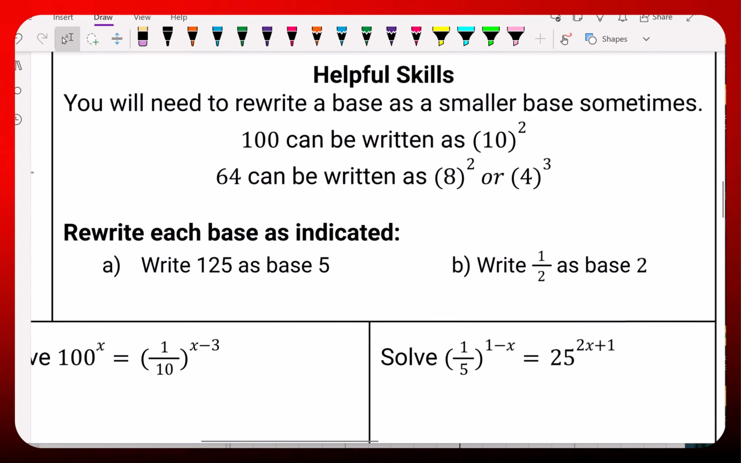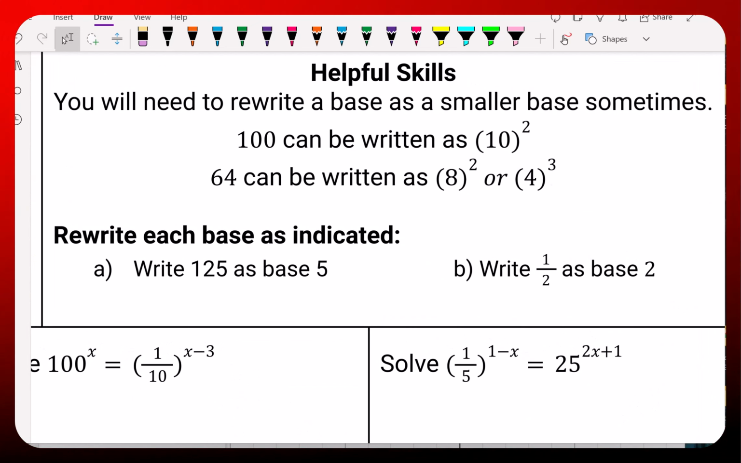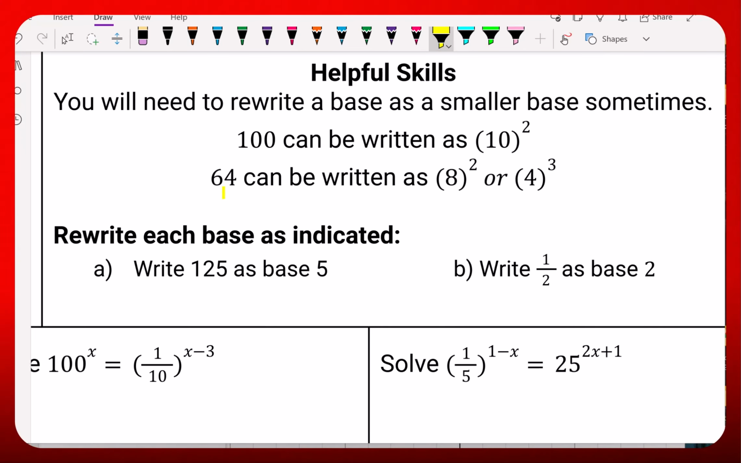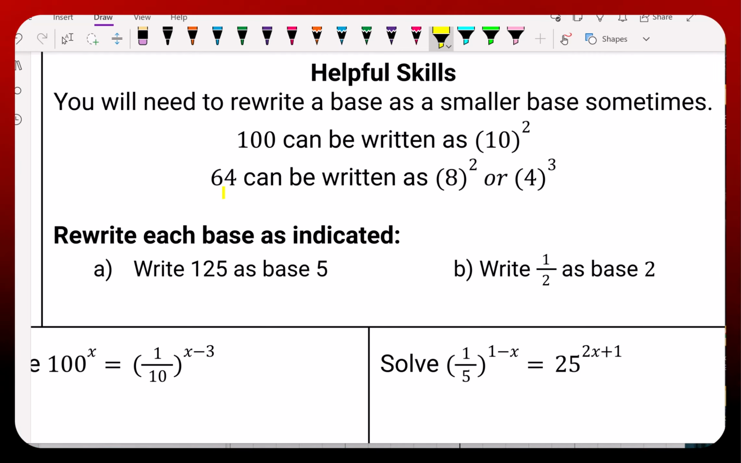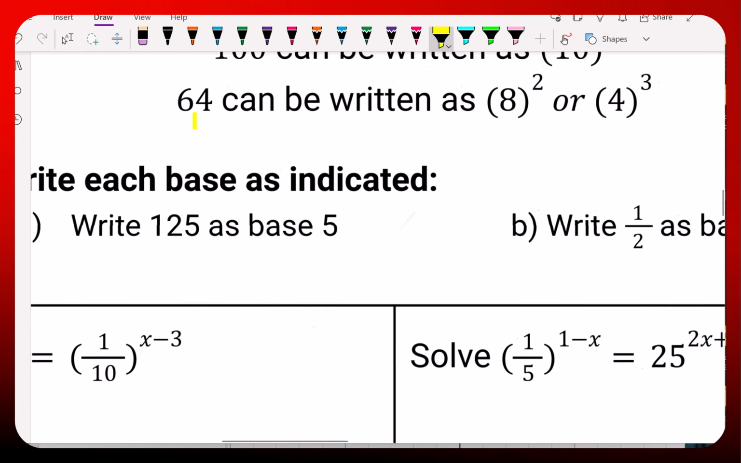There is something that you do need to understand. It's not always going to show up with exactly the same base. So you may have 10 on one side, and you may have 100 on another, and you have to rewrite 100 as 10 squared. Or if you see a 64, 64 can be written as 8 squared, or 4 to the third power, or even 2 to the power of 4. There's a lot of numbers that can be rewritten. So let's practice that skill for a couple of examples here.